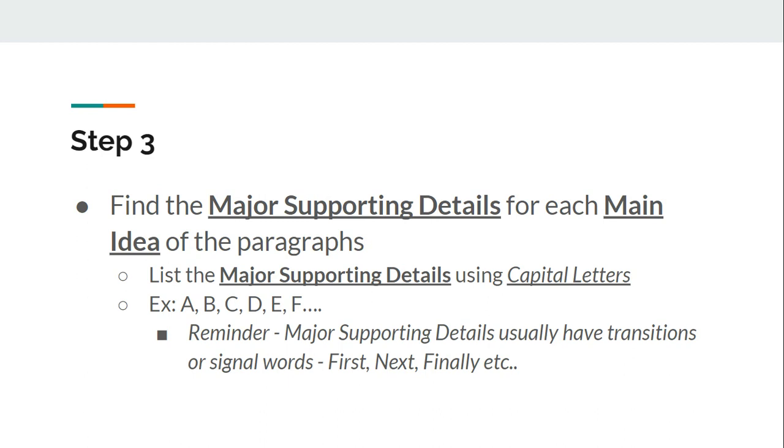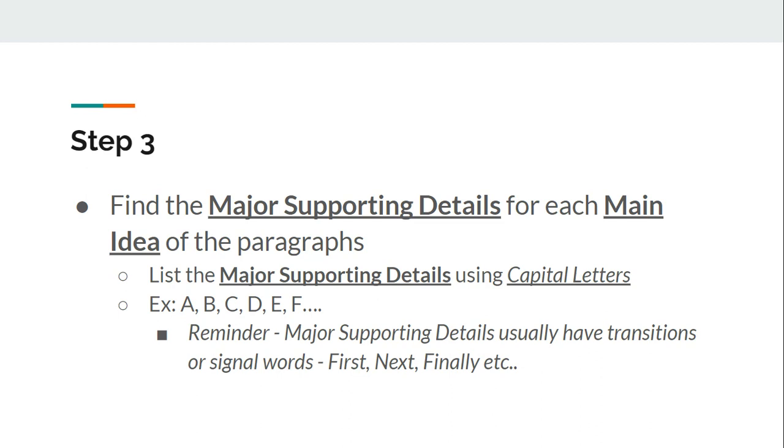Step 3. You're going to find the major supporting details for each main idea. Sometimes you will have 2 major supporting details, maybe 3. When you list those major supporting details, you're going to use capital letters, so you'll list them as A, B, C. It depends. Sometimes you may have 1 major supporting detail, and you may have 3 major supporting details for 1 main idea.